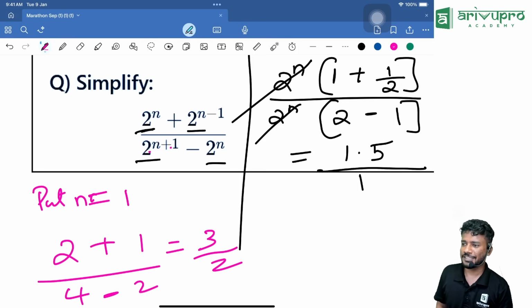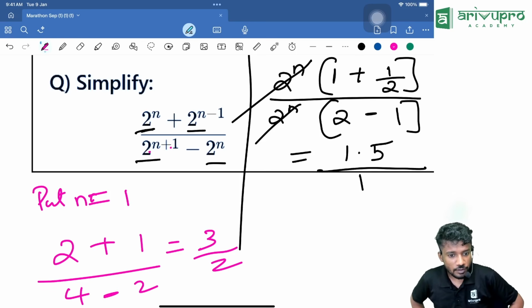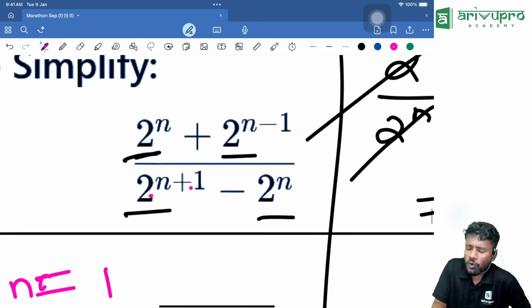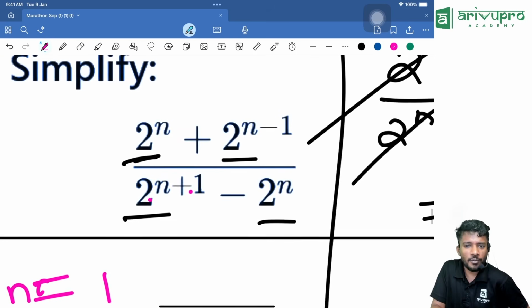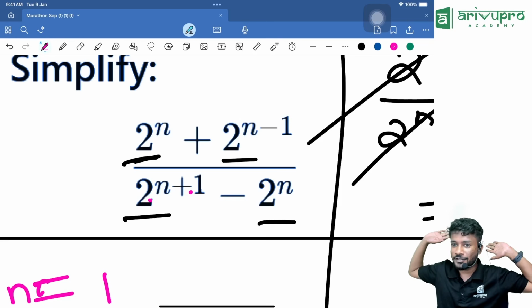Yes. So put 0. Try putting 0. You give only the same answer. Why is it giving the same thing? Because 2 raised to n is common in all the terms. At the end, that should cancel off no matter what. Are you getting the logic?